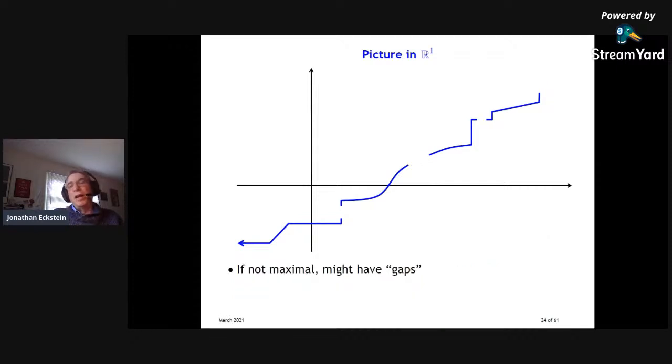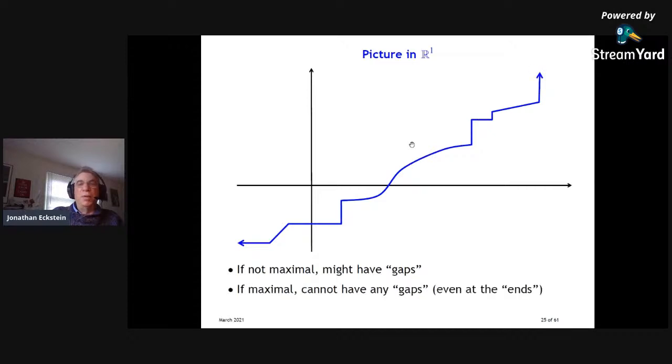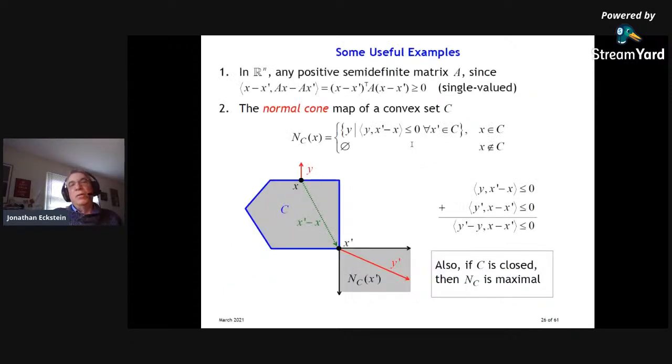Okay, and the maximal condition says, if this is a monotone operator that's not maximal, I can add more points to it without breaking that general property. But if it's maximal, it can't have any gaps, even at the end going out to infinity at the left top or right bottom. Okay, and there are many examples of this. So basically, the single valued map given by a positive semi-definite matrix is one of these. The normal cone map of a convex set is one of these.